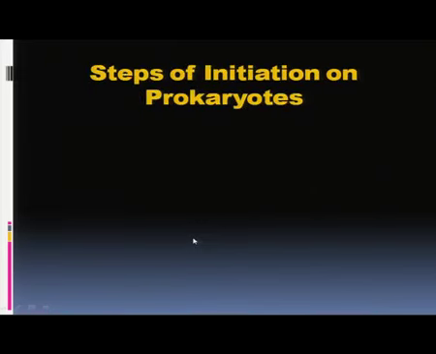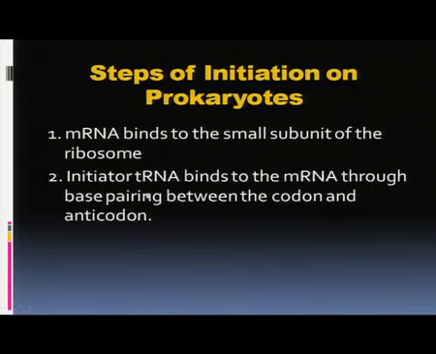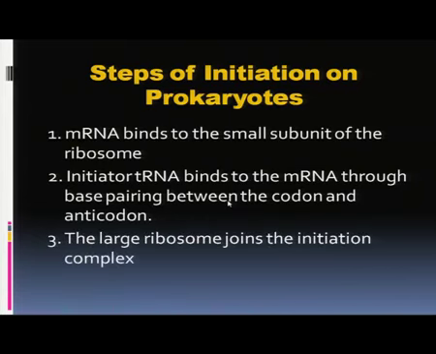Now, steps of initiation in prokaryotes. There are 3 basic steps. The first one is messenger RNA binds to a small subunit of the ribosome. So, first of all, the messenger RNA will bind with the smaller subunit of the ribosome. Secondly, the initiator transfer RNA binds to messenger RNA through base pairing between the codon and anticodon. And the third step is the large subunit of the ribosome joins the initiation complex. So, these are the basic 3 steps of protein initiation, and these steps are also subdivided into different substages.